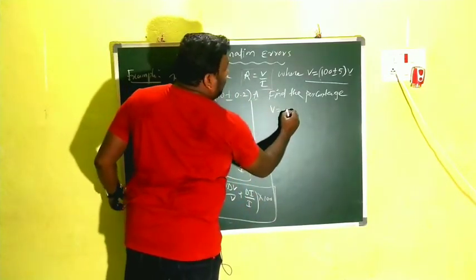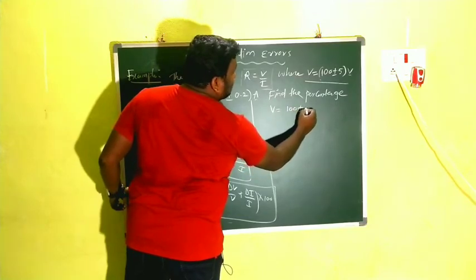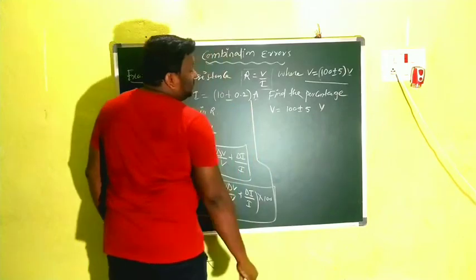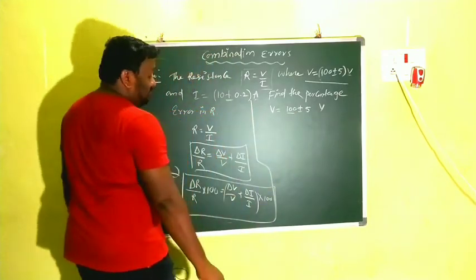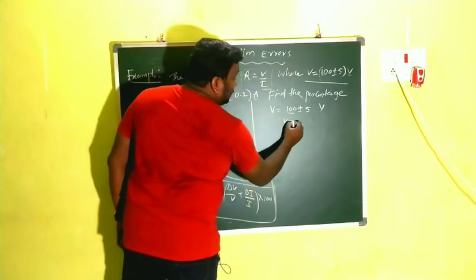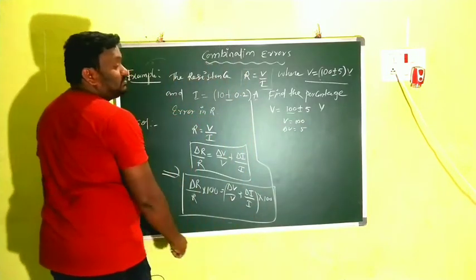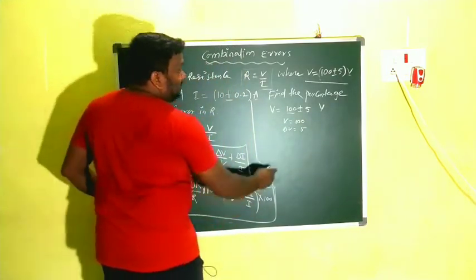Now in that problem, what was given? V is equal to 100 plus or minus 5. In that, what is the value of V? Here V is equal to 100 and delta V is equal to 5. Clear?